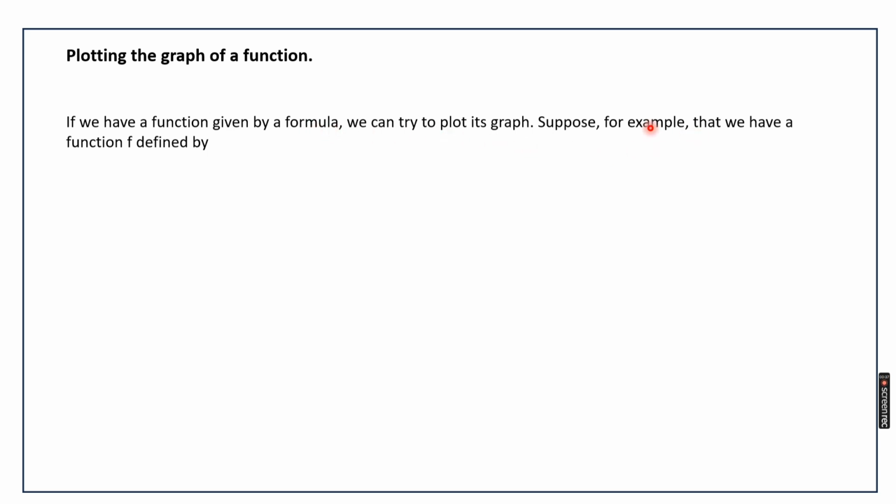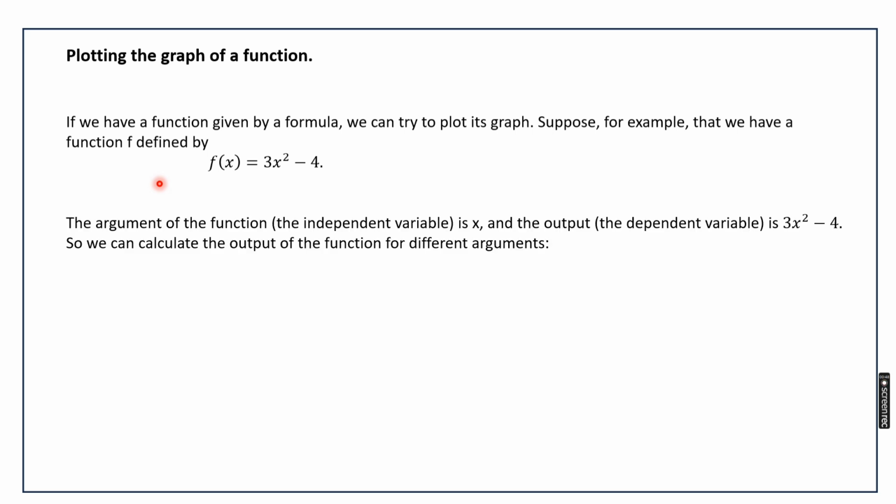Suppose, for example, that we have a function defined by f of x equals 3x squared minus 4. The argument of the function, the independent variable, is x, which means this is the domain. It will be all real numbers, or we can restrict it. But for now, it is all real numbers.